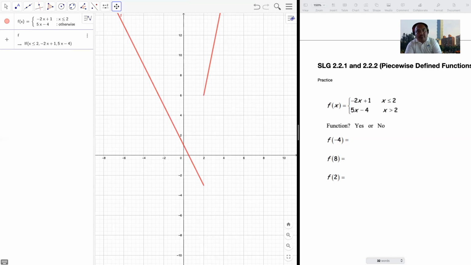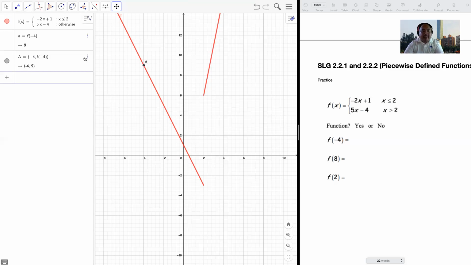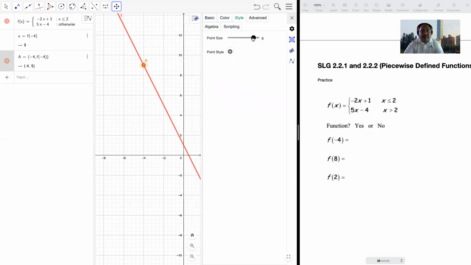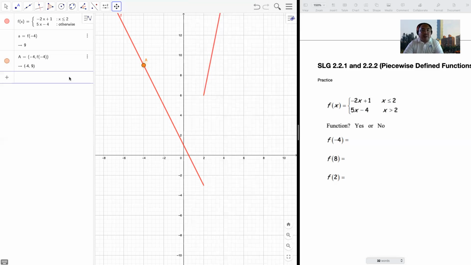Okay. Very simple in GeoGebra, you just write f of negative 4. And there you go, 9. So it tells you that when x is negative 4, f is 9. Or if you want to see that as a point, then you just graph the point negative 4, f of negative 4. And you will see there. Okay, so let's beautify that a bit. Okay, there. All right. So how about f of 8? If you want, let's see this directly on the graph. What is f of 8? Okay. f of 8 is 36.